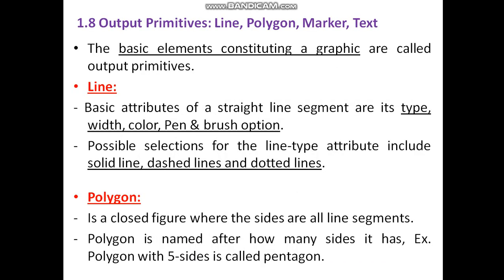Then the second point is output primitives. In output primitives, the first one is line, second polygon, marker and text. The basic elements constituting a graphic are called output primitives. Line: the basic attributes of a straight line segment are type, width, color, pen and brush options. Possible selections for the line type attribute include solid line, dashed line and dotted line.